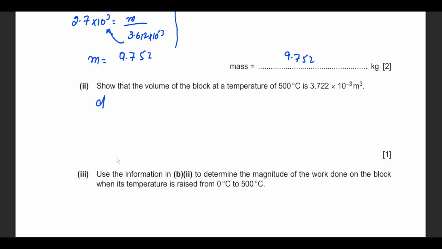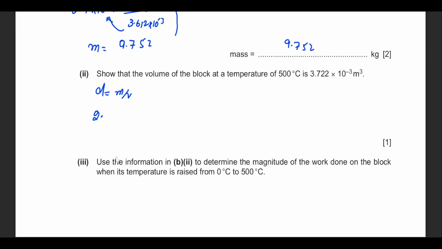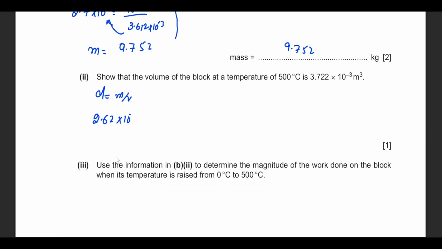So now we have, again, density is equal to mass divided by volume. So the density we have for the second part is 2.62 into 10 raised to the power 3. Mass is going to remain the same because that does not change, divided by the new volume. This volume is going to come out as 3.722 into 10 raised to the power minus 3. So we have successfully shown this as minus 3 meter cube.